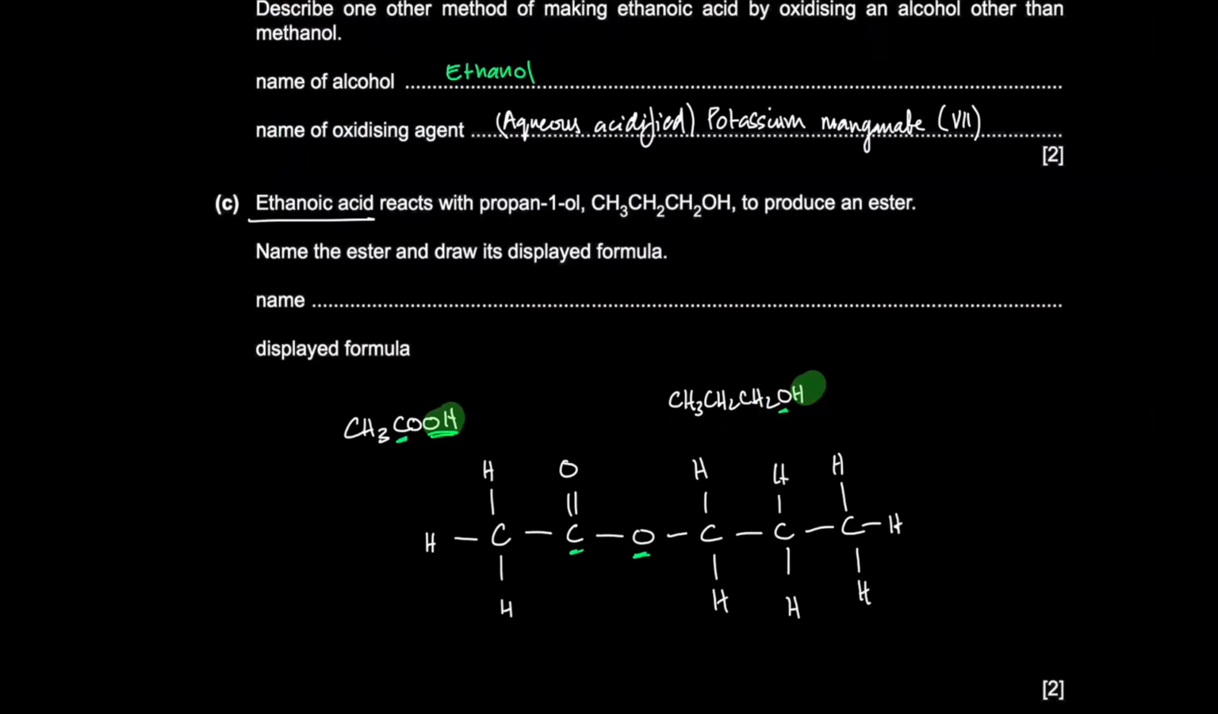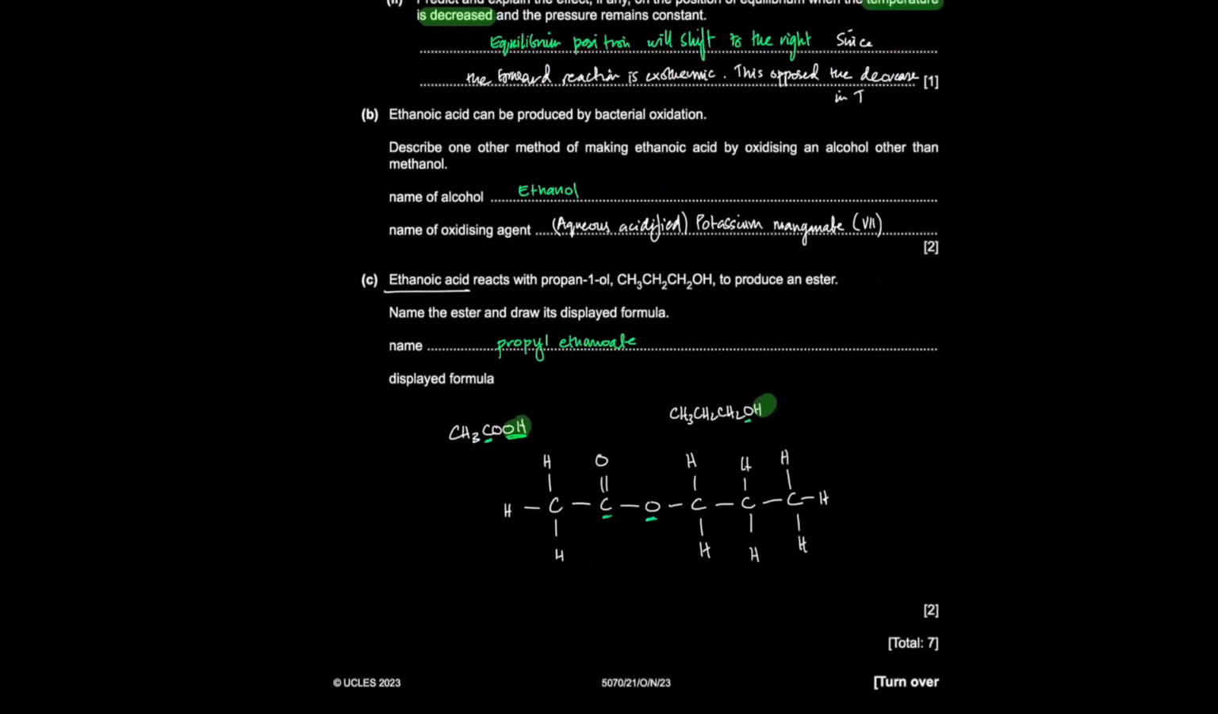And for the name of this ester, we always write the name of the alcohol first. So it's going to be propyl: prop for the 3-carbon alcohol, and then yl. So propyl and then ethanoate. Propyl ethanoate.